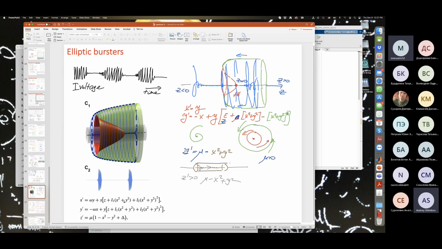Basically, this is another normal form for this double limit cycle bifurcation. So you have two limit cycles, and the green one should be unstable. That's why the sign of the L2 value should be negative, and the sign of the L1 coefficient should be positive. What is shown here: x and y give you a cylindrical surface, and then you add a z variable on a horizontal axis.